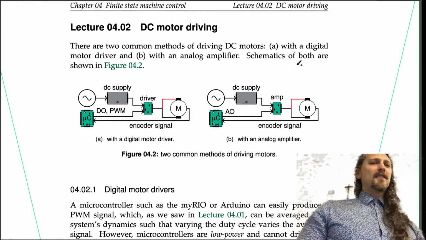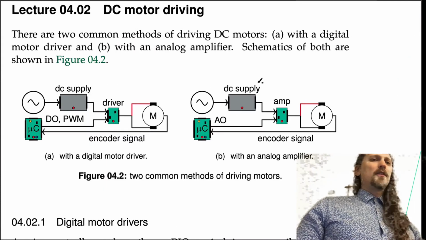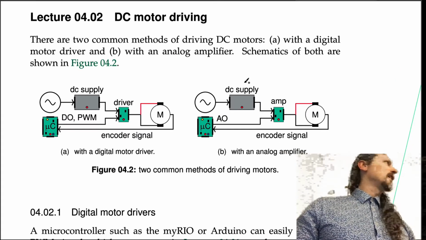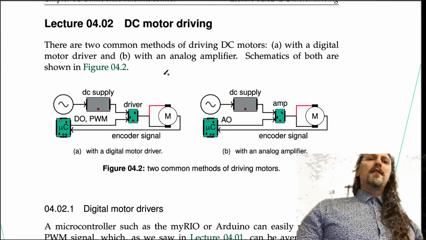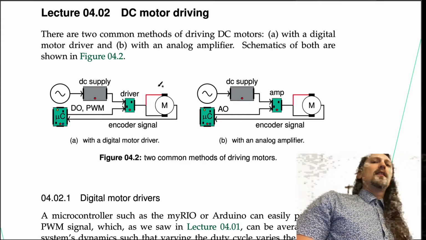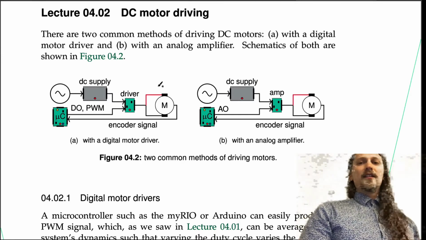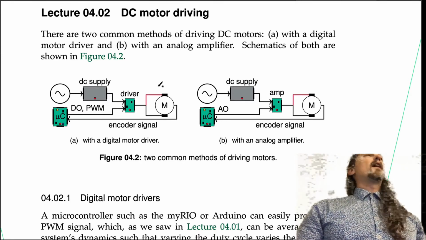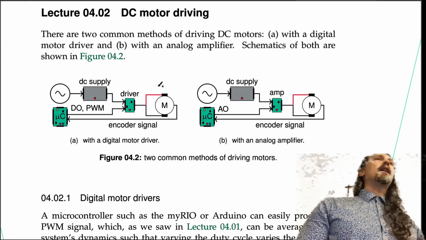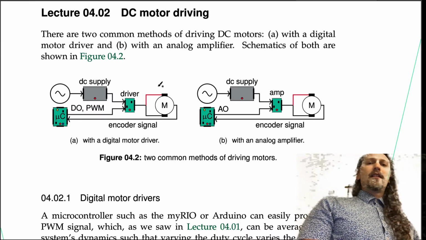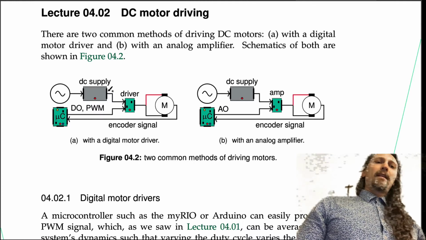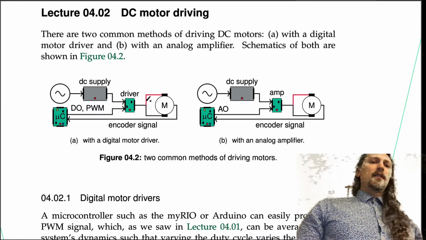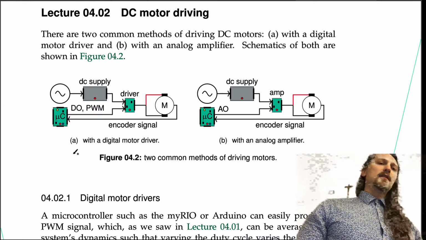All right. So lecture 4.2, DC motor driving. There are two common methods of driving DC motors: A, with a digital motor driver, and B, with an analog amplifier. Schematics of both are shown in figure 4.2. So let's look at the digital motor driver setup first.